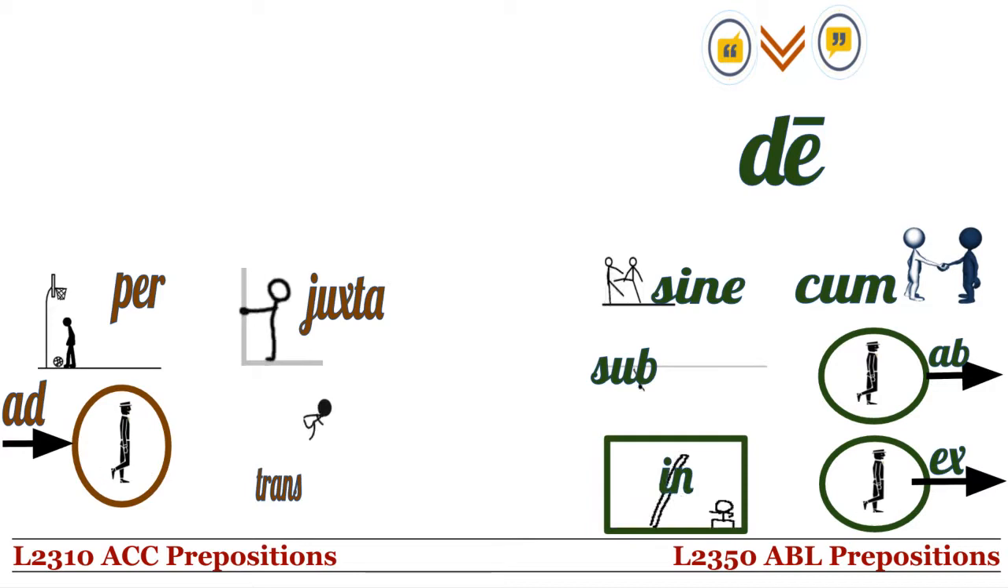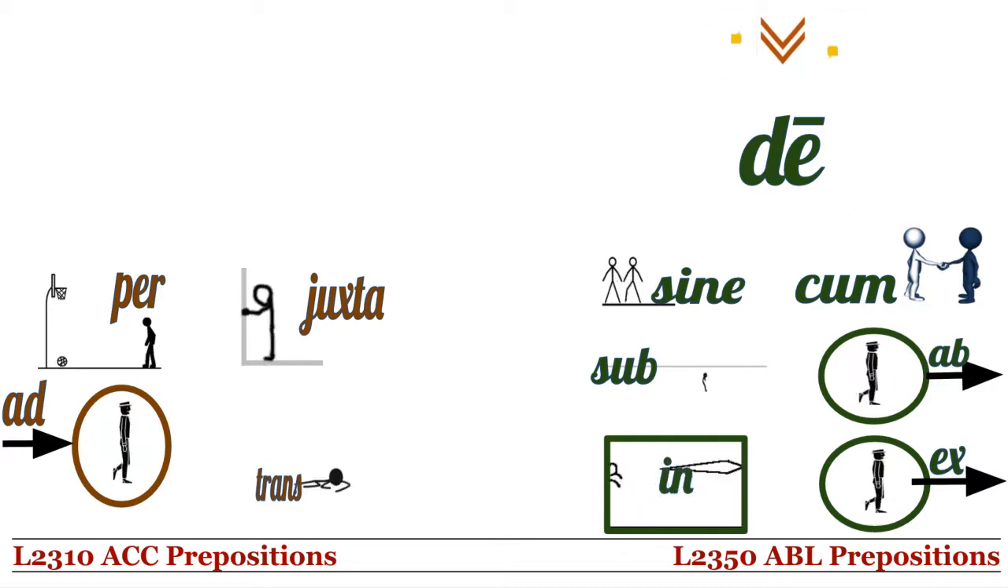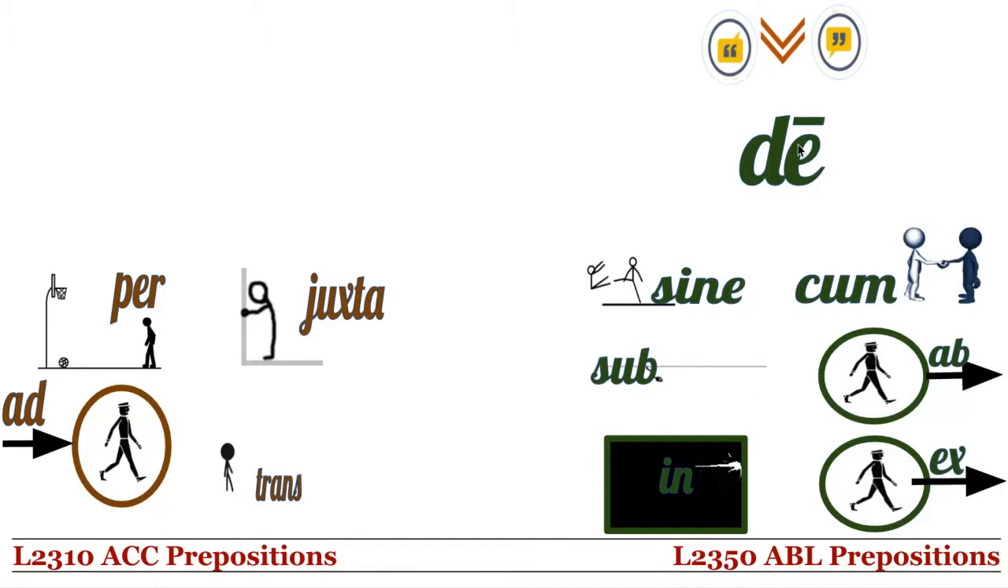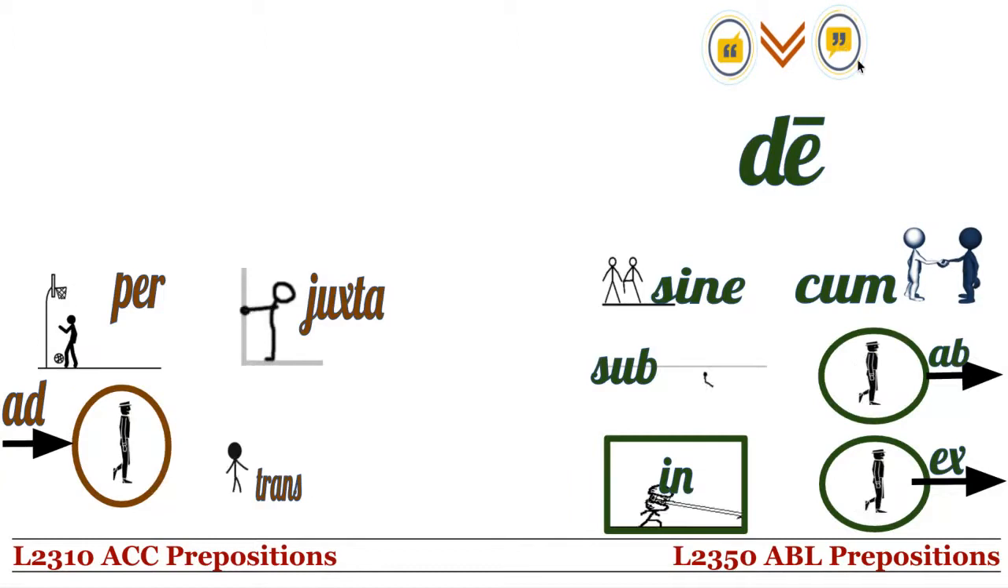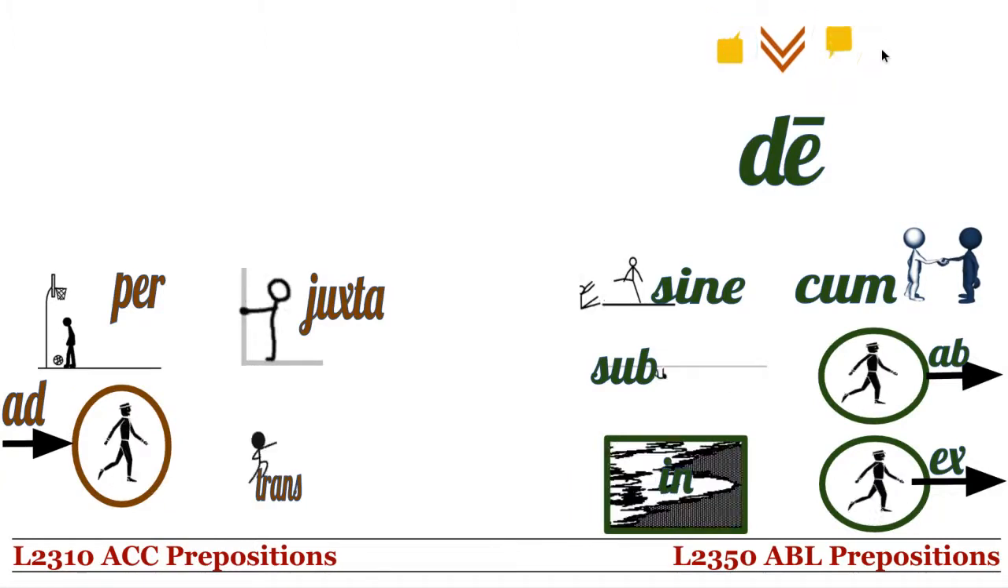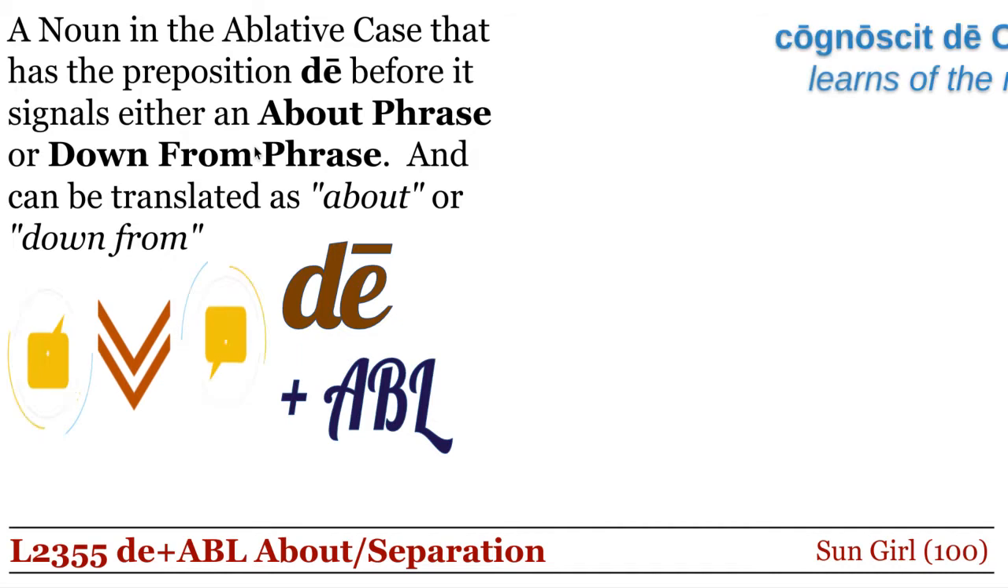De plus the ablative is kind of by meaning. It can mean two things. It could mean down from, like a separation phrase, or it could mean about. So it's like quotation marks, about. So let's see how these will work. So de plus the ablative, either an about phrase or a down from phrase. You could also call it a separation.